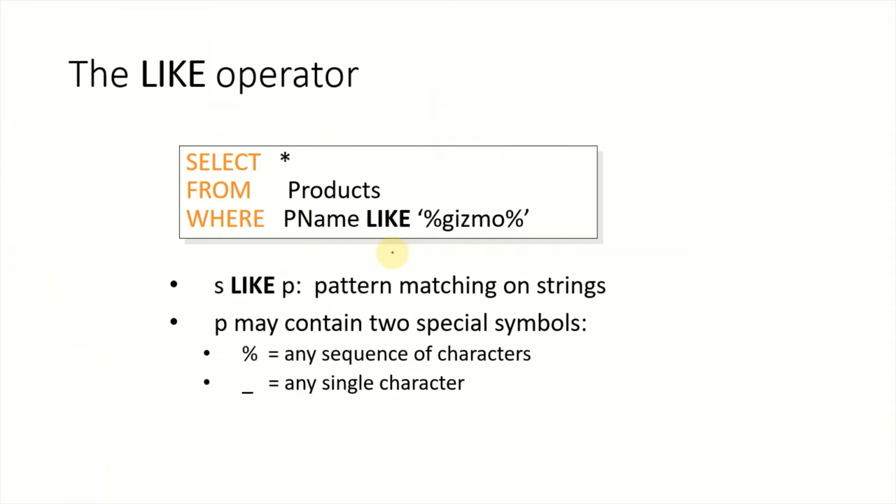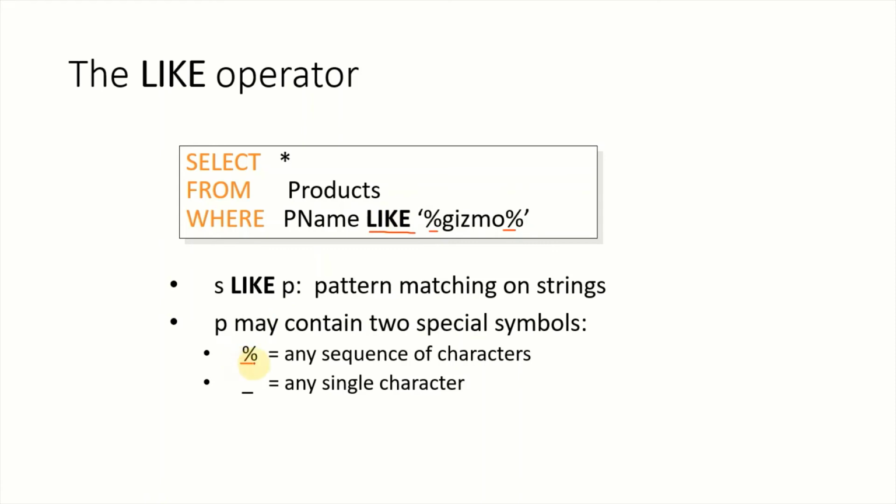Then we have the like operator. Suppose we don't know the exact value of an attribute and we want to filter values similar to or containing that value. For that purpose we use the like operator. For example, I know that it is gizmo, but I don't know exactly, and there may be something before or after the word gizmo. So I cannot use the equal sign. I must use the percent sign here, and with percent I must use the like operator.